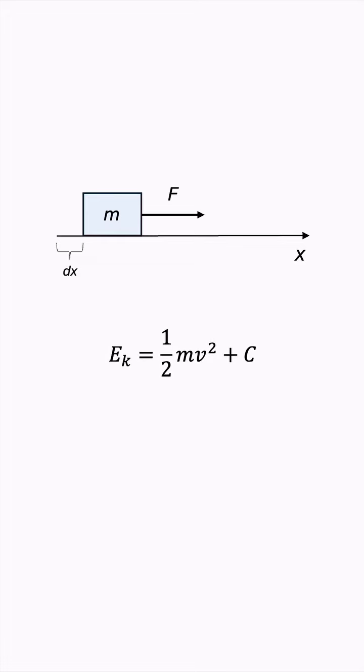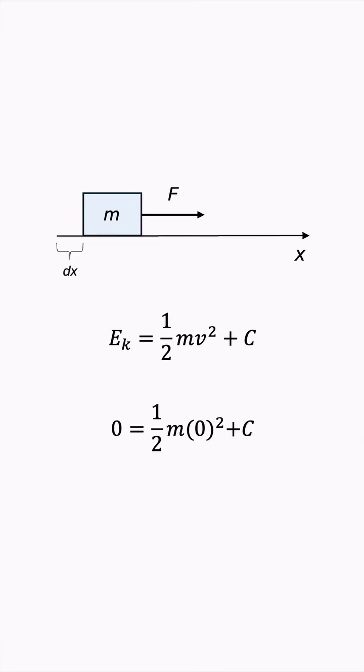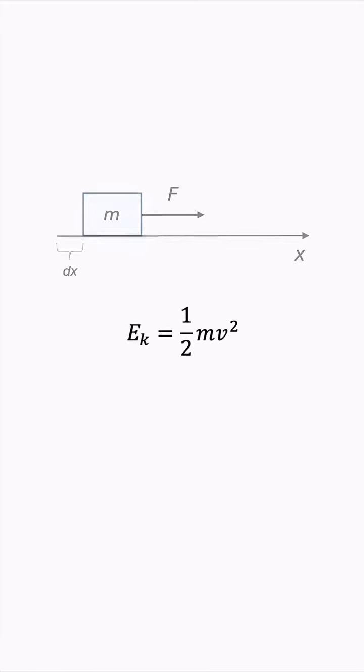Now, to get c, we have to plug in a known point. We know that when v is equal to 0, there is no kinetic energy since there is no motion. So c equals 0. So there you have it.